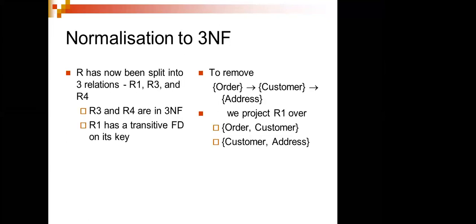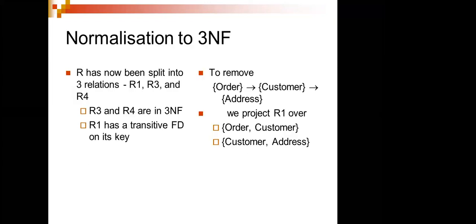Then in third normal form, what have we done? In the third normal form, we have further divided order, customer address into order, customer and customer address. The same thing has been explained over here. Why? Because there is something called transitive functional dependency: order depends on customer, and customer depends on the address, and order is naturally dependent on the address.